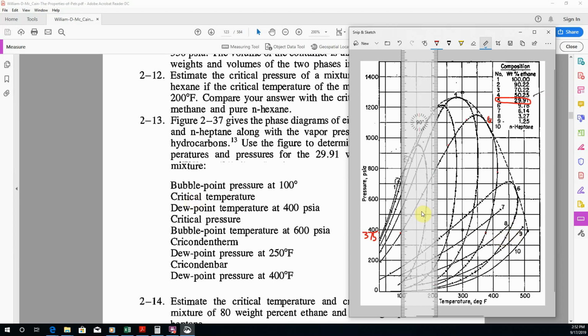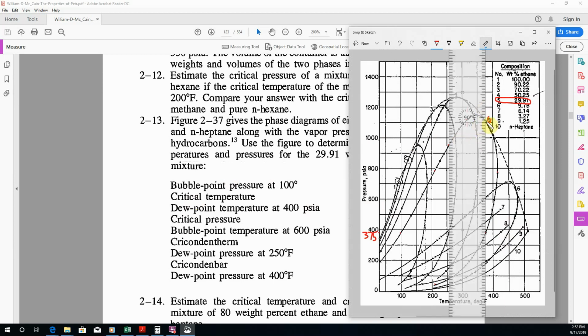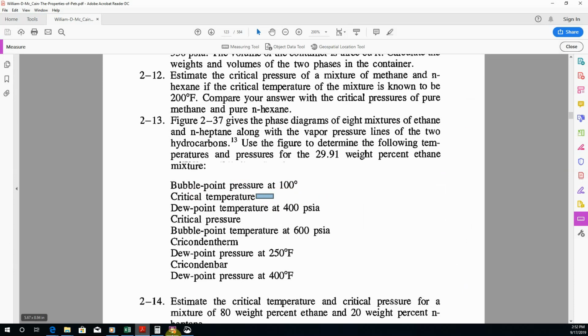So the critical temperature is marked by a dot. So the critical temperature is right here. Let's move my ruler over here. Critical temperature is right about in here. So to me that looks to be right there. That looks to be about 375 Fahrenheit is the critical temperature.